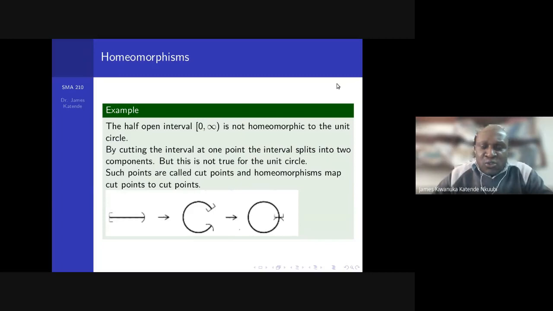The other way to look at it is to use cut points. If you have the unit circle and I cut it through one point, I don't split it into two, but if I cut the half-open interval at one point between 0 and infinity, it is automatically split into two pieces. So that is one property that should be preserved if two objects are homeomorphic. If I cut one and it splits into two, the other one should behave the same way. In this case they don't behave the same way, and therefore the two will not be homeomorphic.